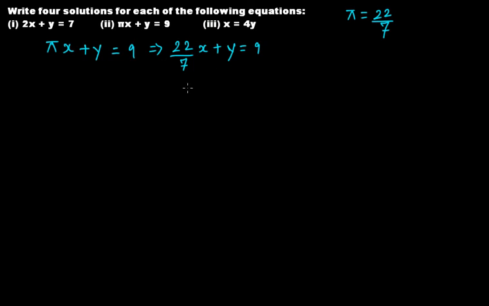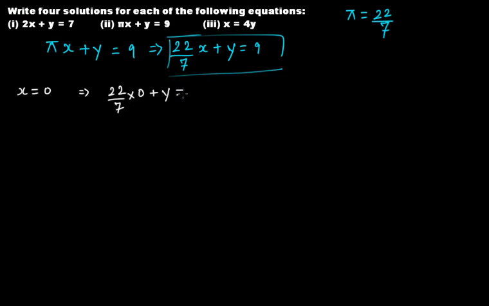So this equation is 22 by 7 x plus y equal to 9, and let's take x equal to 0. When you take x equal to 0, this becomes 22 by 7 multiplied by 0 plus y equal to 9, and from here you get y equal to 9. It means that x equal to 0 and y equal to 9, so 0 comma 9 is one solution. If you want to check, you can check. So this is 22 by 7 multiplied by 0 plus 9, and you get 9, which is equal to this one.